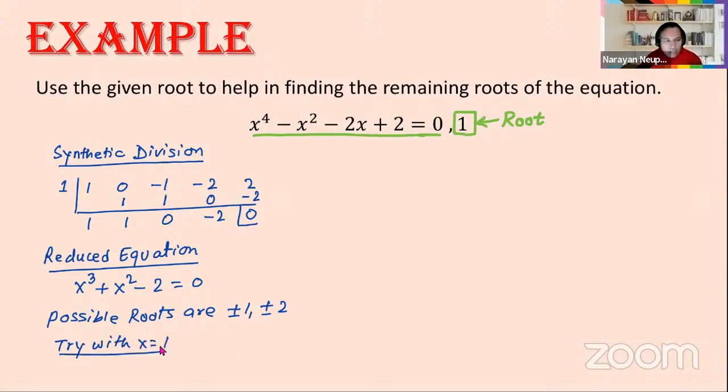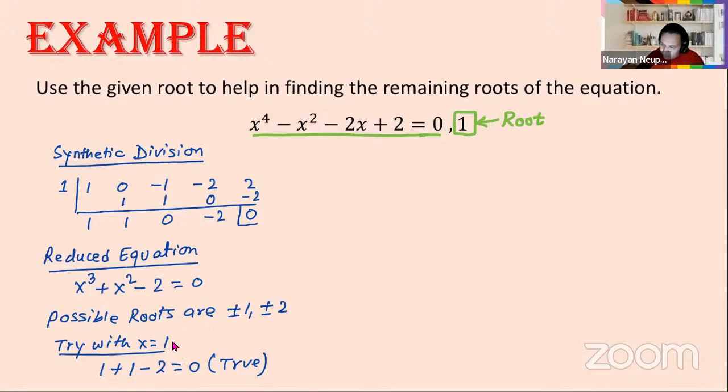And let's see what we get. If we plug in 1, that's 1 cubed, which is 1, plus 1 squared, which is 1, minus 2 equal to 0. 1 plus 1 is 2, minus 2 is 0. This is the true equation. That means the second root is also x equal to 1. So the first root was 1, and the second root is also 1.